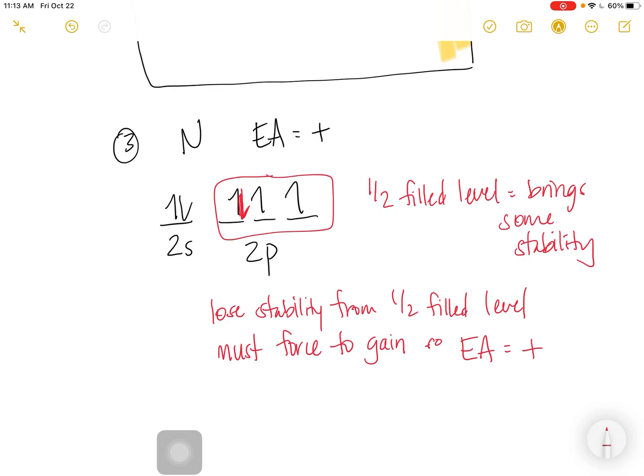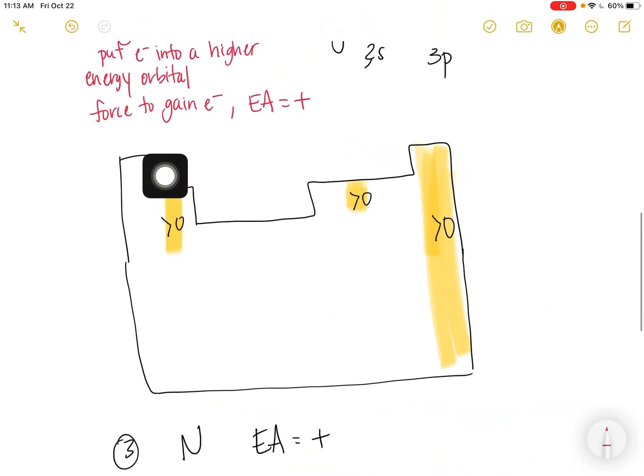So the few exceptions occur when they absolutely have no desire to gain an electron for reasons like it's a noble gas and already has a filled level, for reasons like beryllium and magnesium, where you'd be putting an electron into a higher energy orbital, or for nitrogen, where you would be disrupting that stability that's already there from your half-filled level. I mean, in those cases, that process is not going to occur on its own. It's not going to release any energy at all. And in fact, to make it happen, you would have to force the atom to gain the electron by supplying it with energy. So ionization energy and electron affinity are kind of opposite of each other, but not exactly.